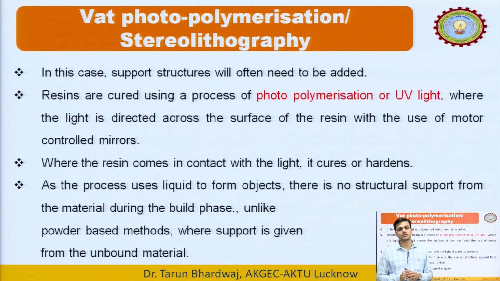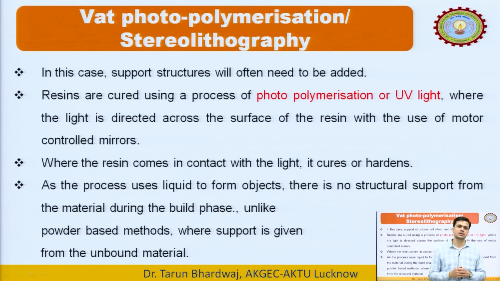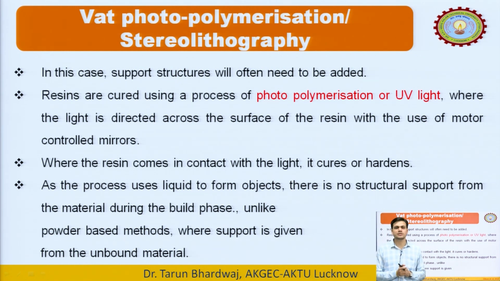Resins are cured using a process of photopolymerization of a UV light, where the light is directed across the surface of the resin with the use of motor controlled mirrors. तो यहाँ पे आपने जैसे पहले भी वीडियो में देखा है that you are having mirrors over there. तो जो मिरर्स हैं that is basically used to govern how they move that laser और the ultraviolet rays to cure that particular liquid resin so that it can be converted into the solidified form. Where the resin comes in contact with the light, it cures or hardens. As the process uses the liquid to form the object, there is no structural support from the material during the build phase, unlike the powder based method where the support is given from the unbound material.